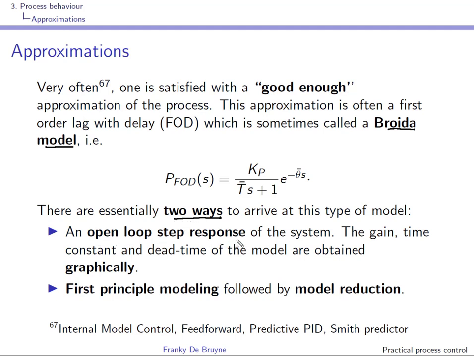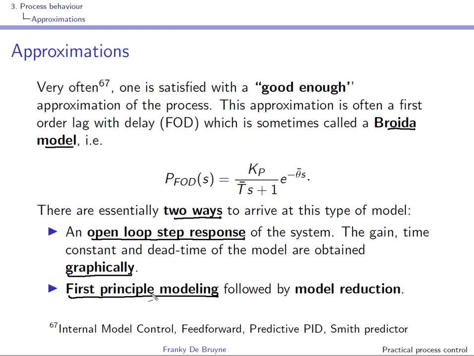The first method is to obtain an open loop step response of the system, so you'll have to experiment on the system, and then you can obtain the gain, the time constant, and the dead time using graphical methods. And this is what you have done in the control lab that is associated to the course Fundamentals of Control Theory. Another approach that might look unfamiliar is to use first principle modeling.